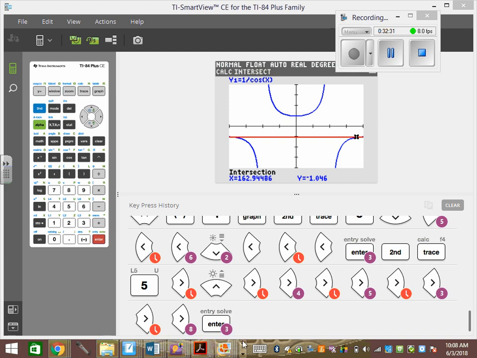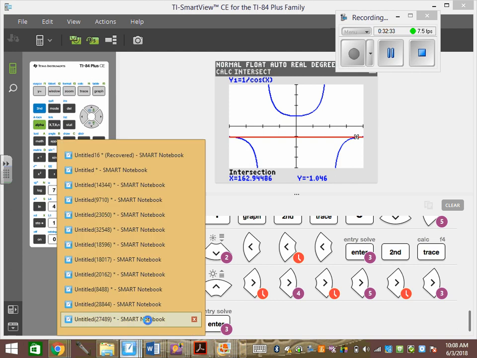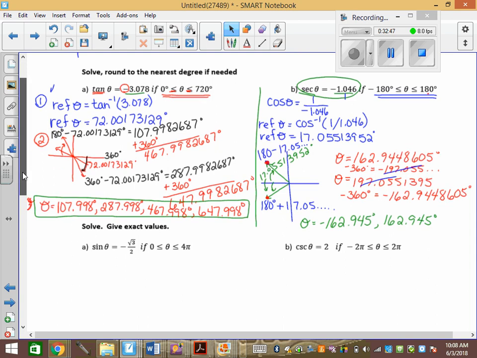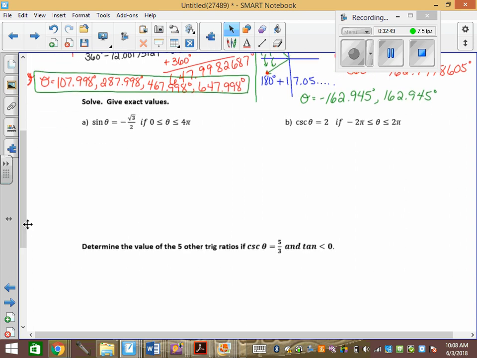You can check any equation, and I've told you this before. You can check any equation that has an equal sign and one variable by punching it into y1, y2. So we could have done it with tan theta equals negative 3.078 and restrict our domain between 0 and 720 and make sure it's in degree mode. Now the next one says give exact values.